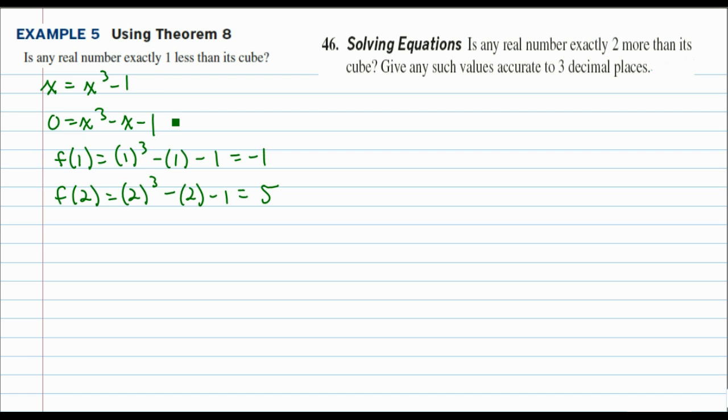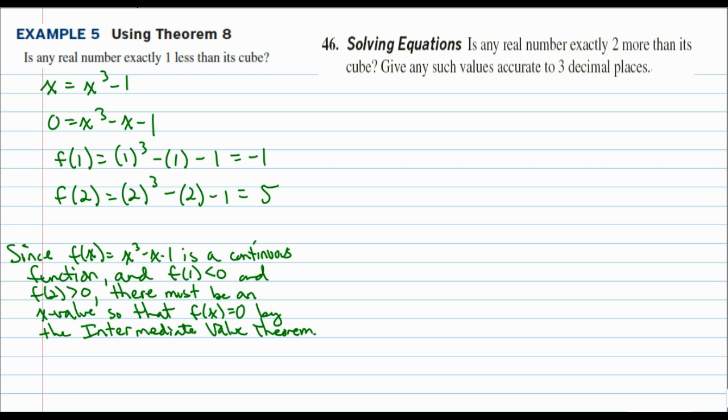So since f of x is a continuous function, and we know that because, first of all, polynomials are continuous functions, because we have a continuous function minus a continuous function minus another continuous function, or plus, depending on, from theorem 6 in the last example. So since f of x is a continuous function, and f of 1 is less than 0, f of 2 is greater than 0, there must be an x value so that f of x equals 0 by the intermediate value theorem.